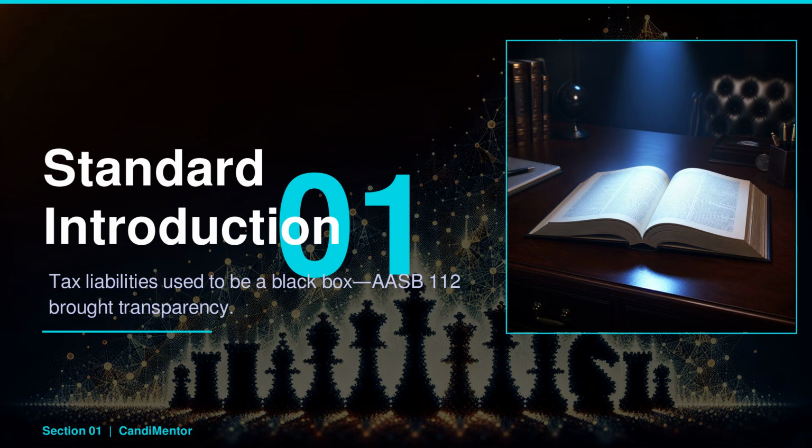Before AASB 112, understanding tax liabilities was like peering into a fog. With this standard, companies now clearly report deferred tax liabilities and assets, impacting decisions by showing true tax expenses. Imagine a $10 million deferred tax liability, now visible on the balance sheet. By the end, you'll grasp how AASB 112 clarifies this complex area.